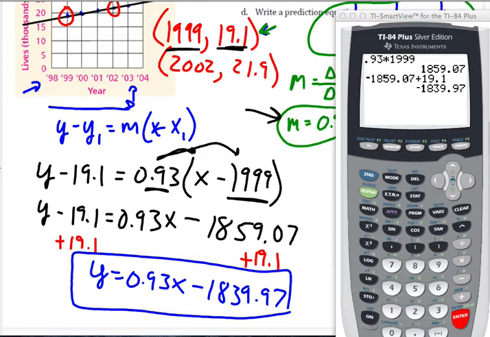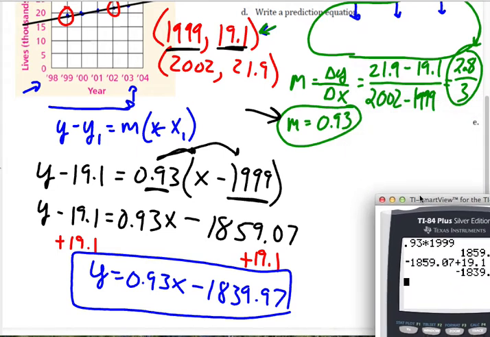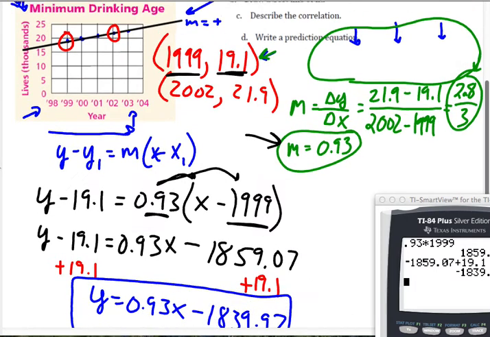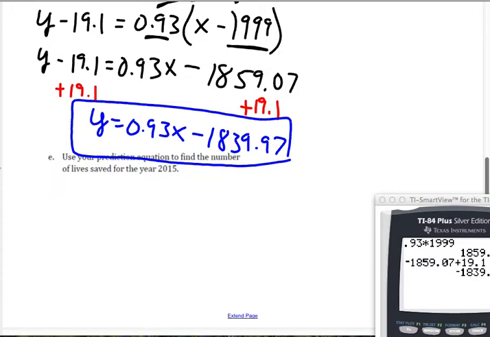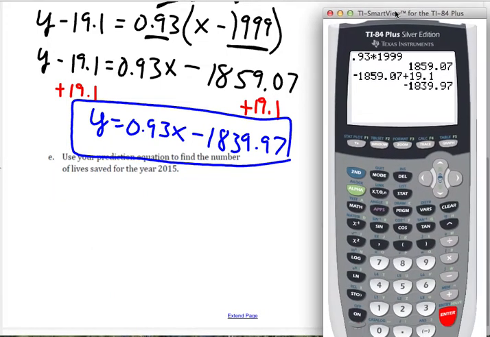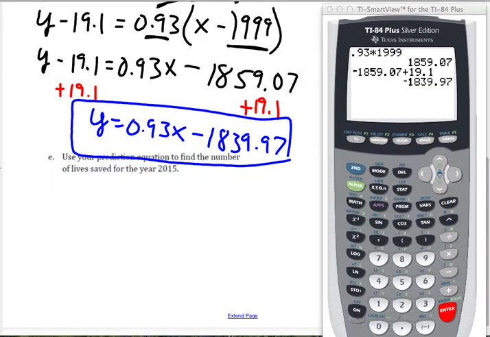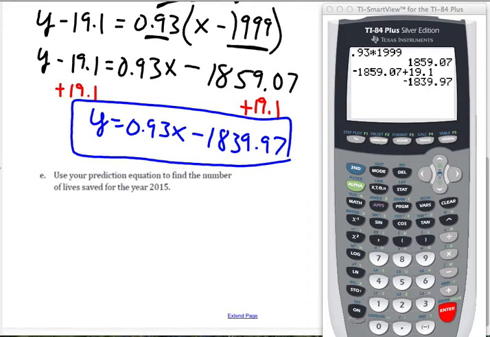Okay? The next thing that they wanted us to do is then make a prediction. E, let's bring E down here, right below it. Bring our calculator up so we can work with that. This is our prediction equation. This is what we got from our line of best fit because we picked 2 points on our line of best fit. It says use your prediction equation to find the number of lives saved for the year 2015.